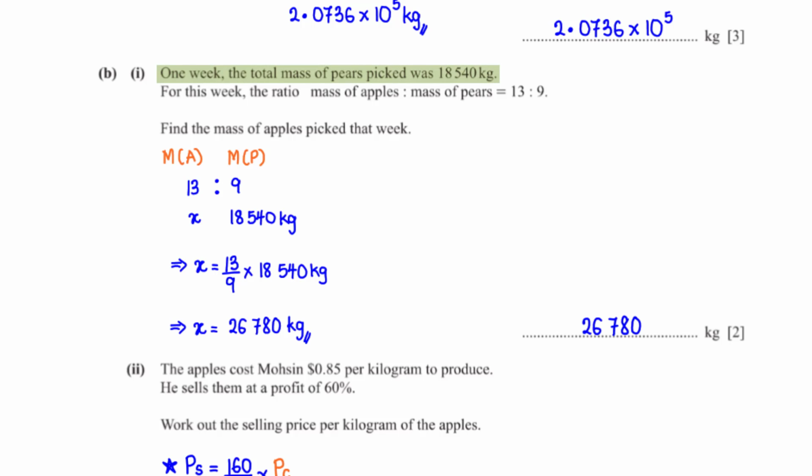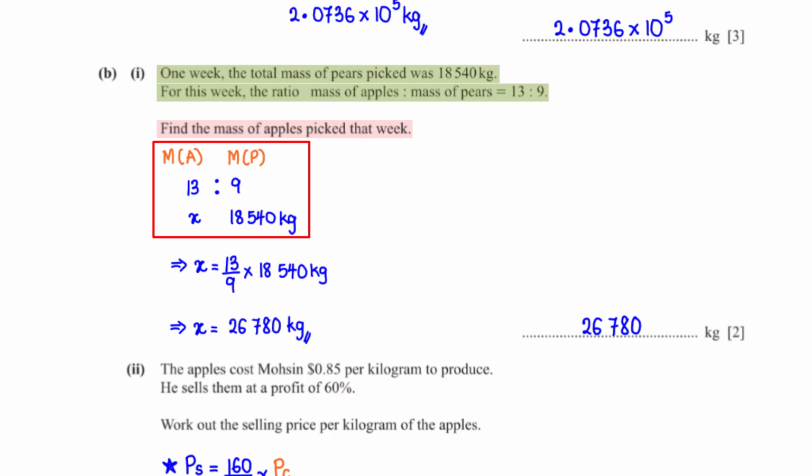In 1 week, the total mass of pears picked was 18,540 kilograms. For this week, the ratio mass of apples is to mass of pears is 13 is to 9. Find the mass of apples picked that week. So for the week, we know the ratio mass of apples is to mass of pears is 13 is to 9. And so if the total mass of pears for the week was 18,540 kilograms, then what will be the corresponding mass of apples?